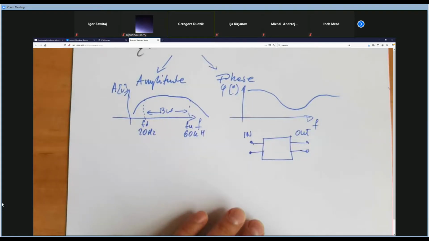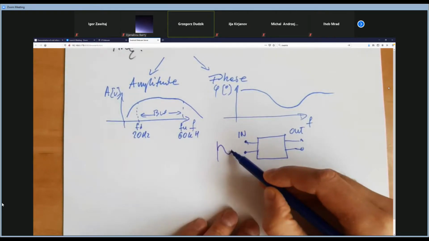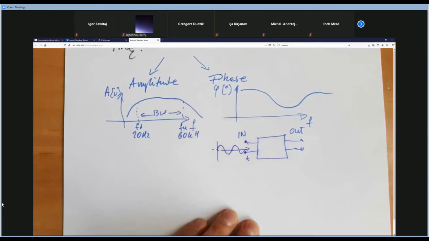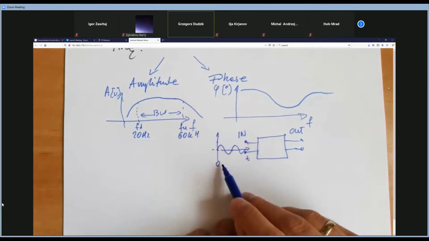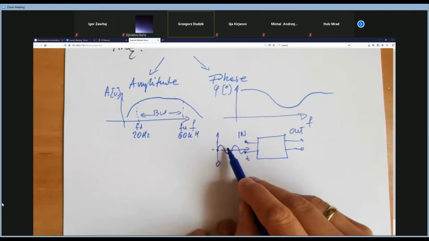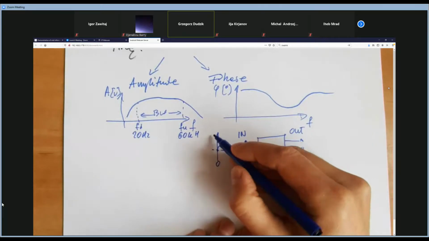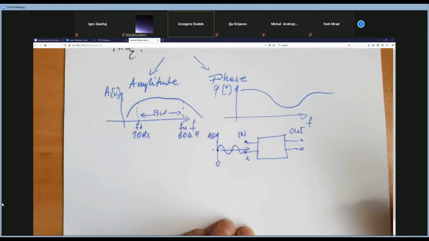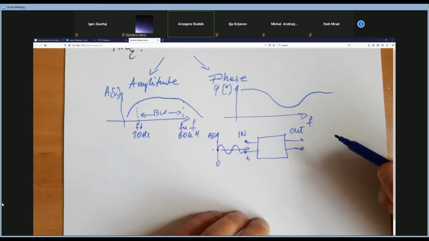Right? So if we plug in the input signal, which will be, for example, the sine waveform in time domain, as you see, for time equals 0 we are starting with 0 volts here, and according to the sine waveform, we will have the magnitude of the signal, or the amplitude, for example. And what will be the phase characteristic?